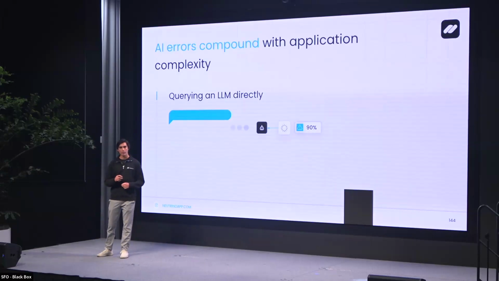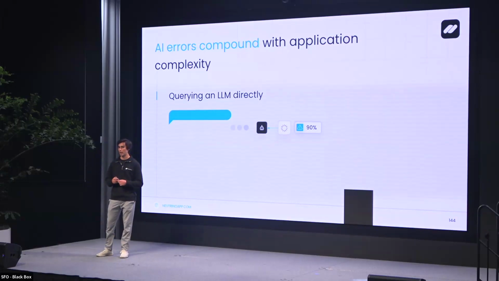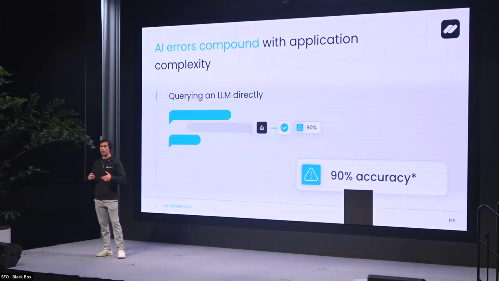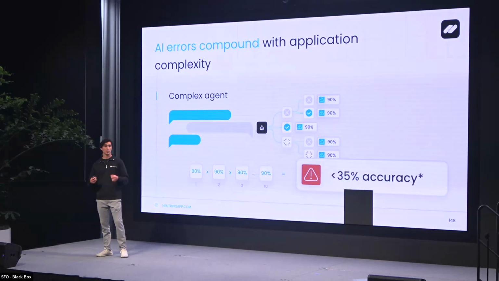As we know, LLMs are not perfect. Sometimes they hallucinate, sometimes they mess up, and their errors compound with application complexity. Take, for example, querying an LLM directly, where you may see something like 90% accuracy. Now, scale this up to a more real use case, such as an agent, with many dependent LLM steps and moving parts. Here, you may see something a lot closer to 35% accuracy in production.